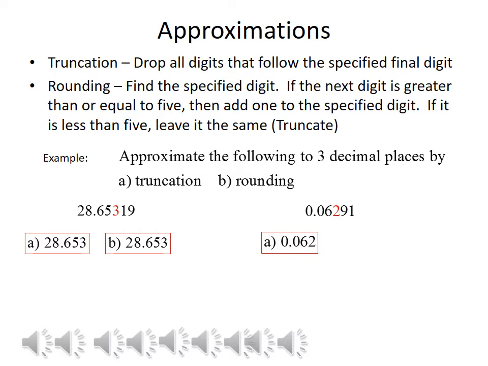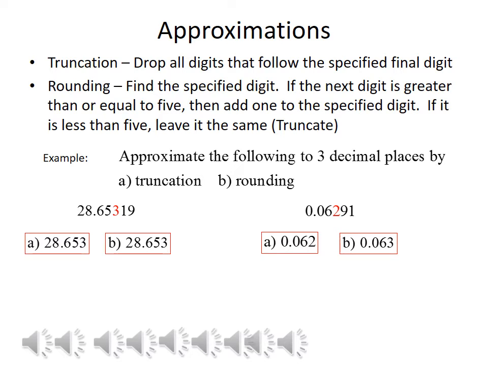Now we'll move to the other number. We'll start by truncating 0.06291. Again, we count 3 decimal places, that puts us at the 2 that's highlighted in red. And since we're truncating, we will just drop the rest of the numbers. So the 9 and the 1 will go away. So the truncated approximation is 0.062.